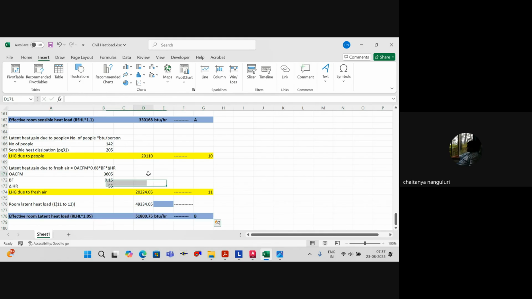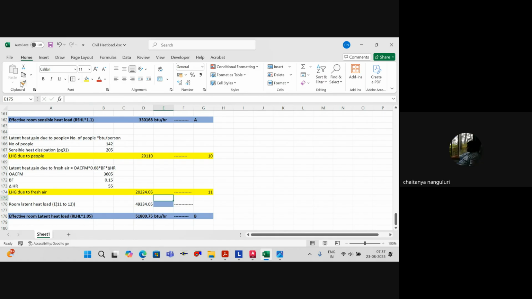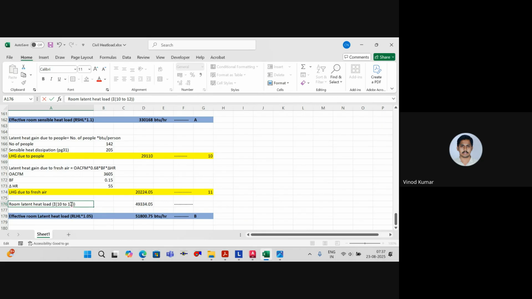Yes, sir. Now coming to the next one. We calculated the room latent heat load as the sum of equations 10 to 11. My mistake, sorry. Yes, equations 10 to 11.